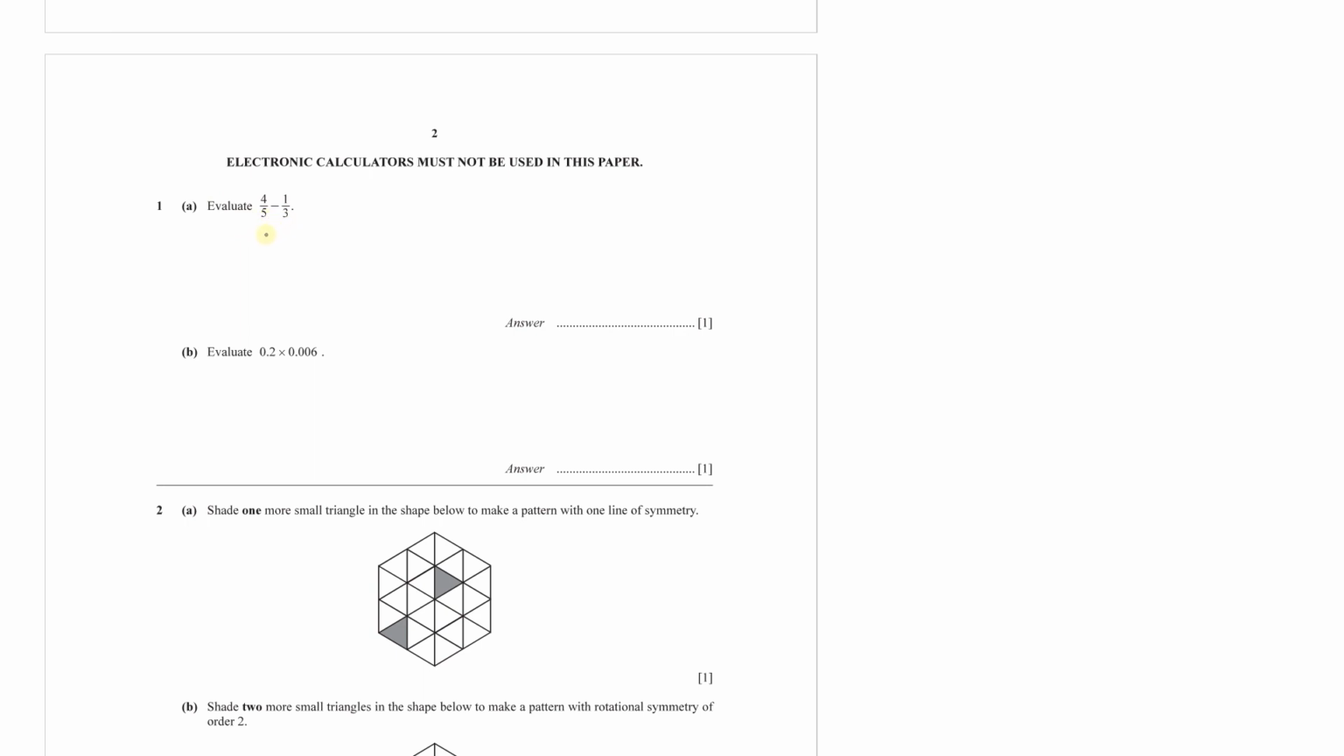Since 5 and 3 do not have any common factors, their LCM will be simply 5 times 3, which is 15. And then you will multiply 4 by 3 and then minus, you'll multiply 1 by 5, so 5 times 1. So this will be equal to 12 minus 5 over 15, which will be equal to 7 over 15.